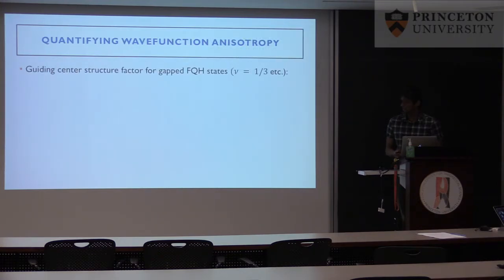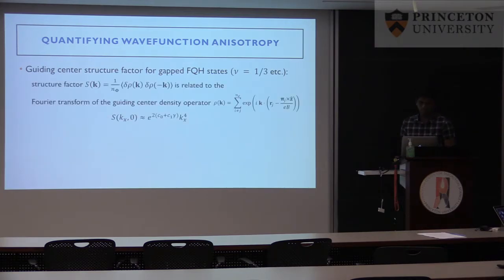Alright, so I told you about the anisotropy of the Hamiltonian, but what does it mean for the wave function to be anisotropic? To quantify the wave function's anisotropy, we compute the guiding center structure factor, which is related to the Fourier transform of the density operator. And this quantity is a quartic in the momentum kx. But what's important is that the prefactor here contains the desired linear response coefficient C1 that we're looking for. This is for gapped states.